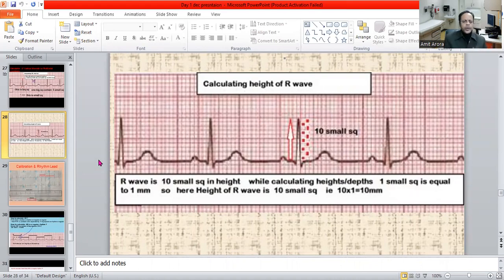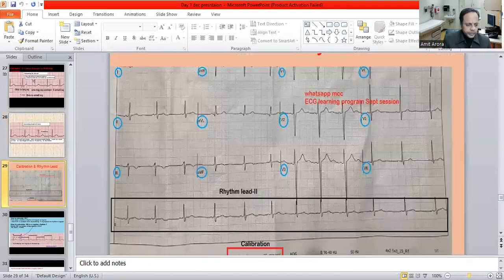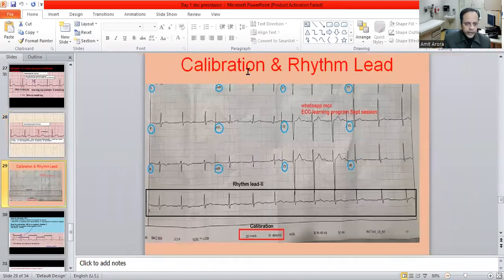Okay. So now, most important thing: when you hold the ECG first, what should be the first thing you should notice? During the demo session, you might make a lot of mistakes. So we start from the very basics. That is the calibration and rhythm lead. What is the rhythm lead? It is just at the bottom of every ECG. You will find a long lead.